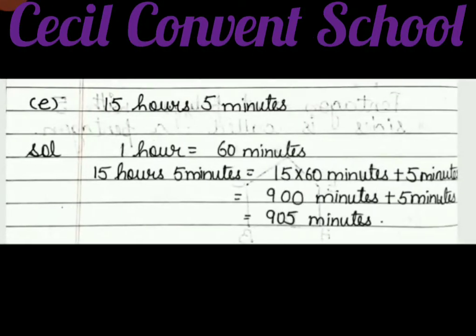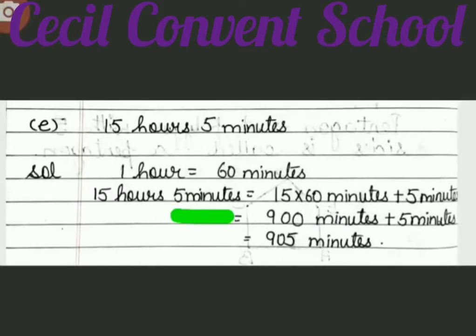Now after A part, students, we do E part. E part is 15 hours and 5 minutes. So the solution for this is 1 hour is equals to 60 minutes, and 15 hours 5 minutes. How do you convert? First of all, you have to see which thing you have to convert. This thing is already in minutes, so you will not convert this one. Only you have to convert hours.